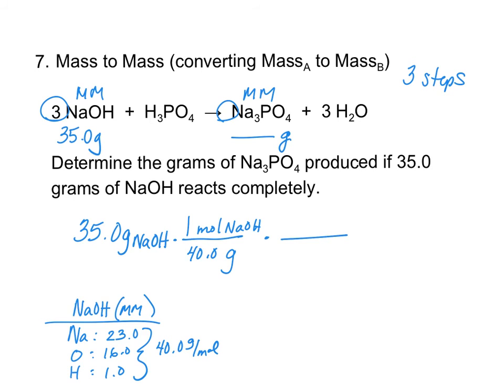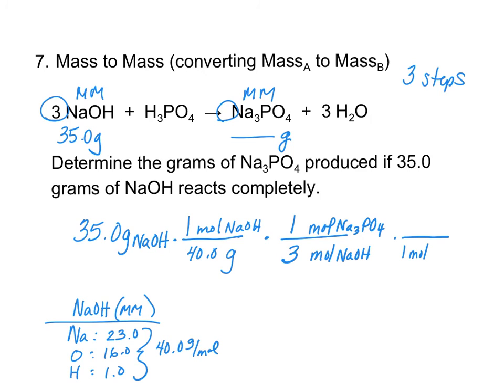Next step, what do we do? We're already in moles of sodium hydroxide. We want to get to moles of sodium phosphate. So this is the mole ratio step. The mole ratio is 3 to 1. So where am I getting those numbers? From my balanced equation. 3 moles of sodium hydroxide produces 1 mole of sodium phosphate. Okay, and the last step is using the molar mass to get back into grams.